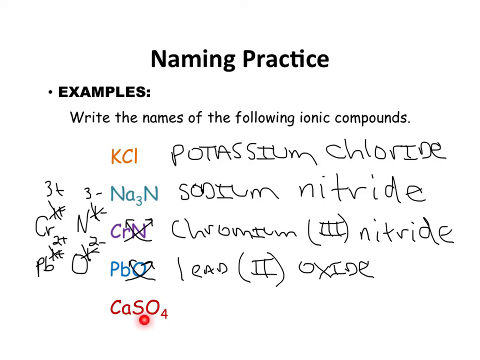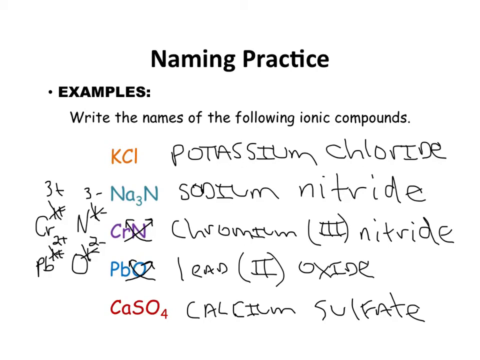CaSO4, the SO4 is a polyatomic ion. You know it's a polyatomic ion because it's got 2 elements in it. So it doesn't matter. You answered no, you write the name of the metal, calcium, followed by the name of the nonmetal with an IDE ending, but it's a polyatomic, and polyatomics always keep their name. SO4 is sulfate.